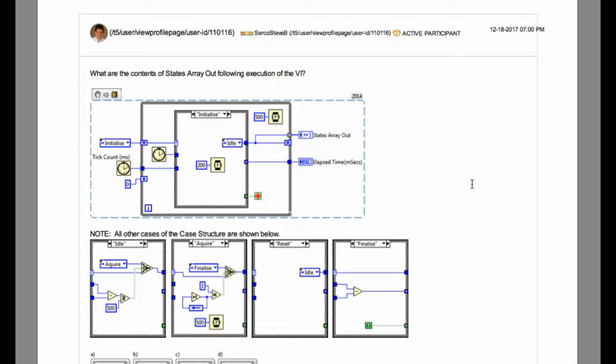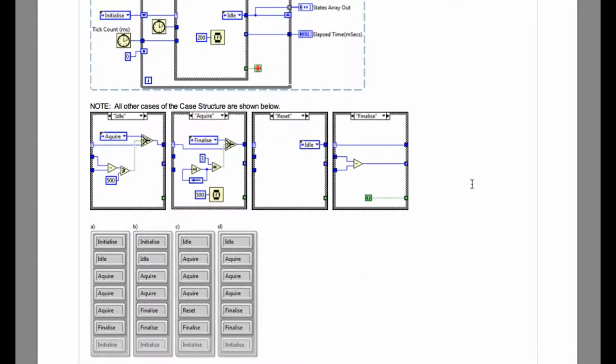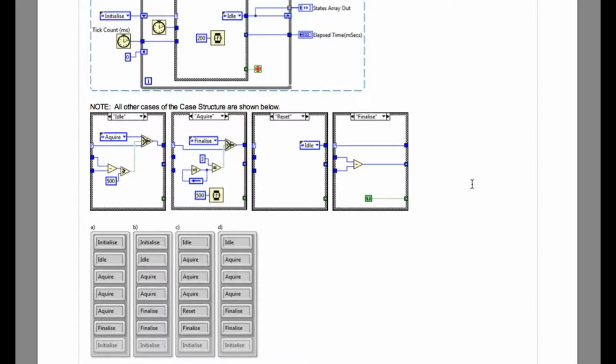So let us begin. The question says, what are the contents of states array out following execution of the VI? So we need to look into the array out values. So if we observe, the first state in the states array out will be idle.